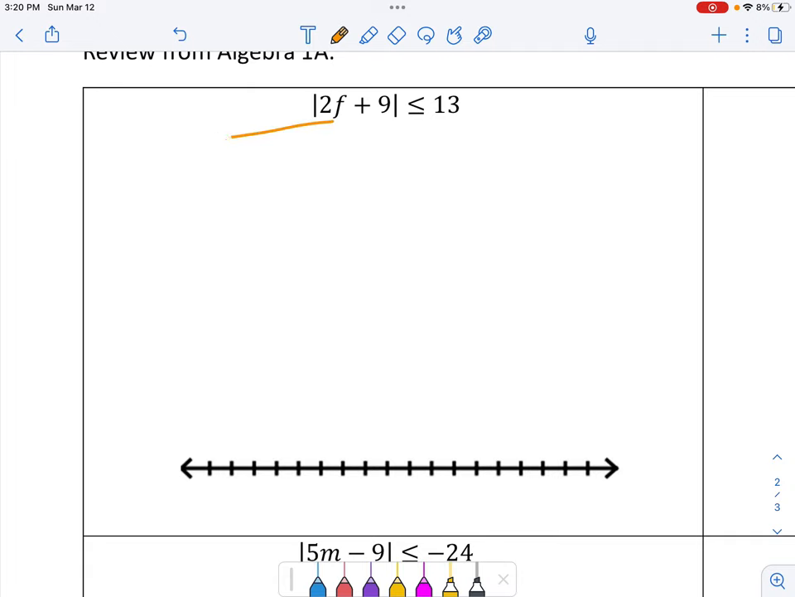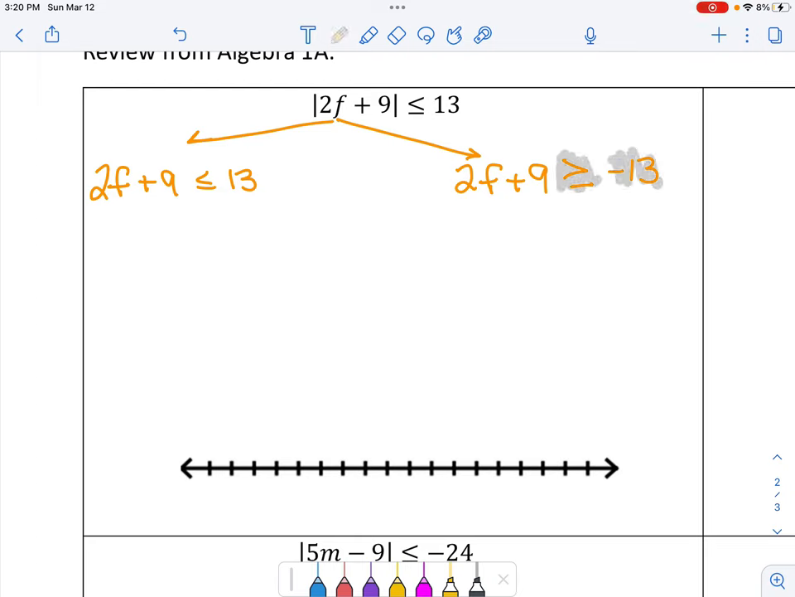So absolute values give you 2 answers. Remember these? 2f plus 9 is less than or equal to 13, and 2f plus 9 is greater than or equal to negative 13. Remember, flip, flip. This is a less than, so I'm looking for an and. Less than, and, so I'm going to look for an overlap of my answers. Take away 9.